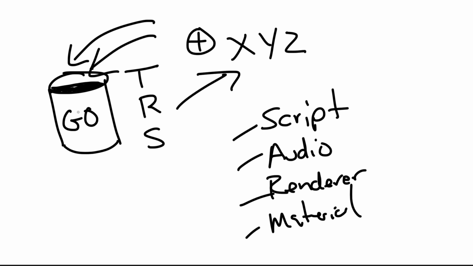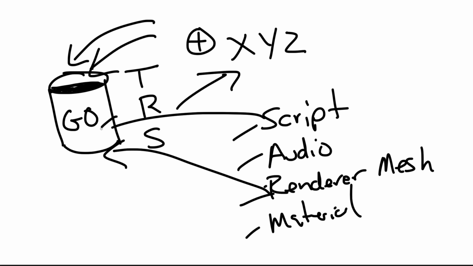Let's say we have this game object, and I want it to render. So you add a mesh renderer, and in order for it to render, we'll attach a mesh renderer to it. And let's say that we then want to be able to control that game object. So we would write a script, and we would attach that script to the game object.